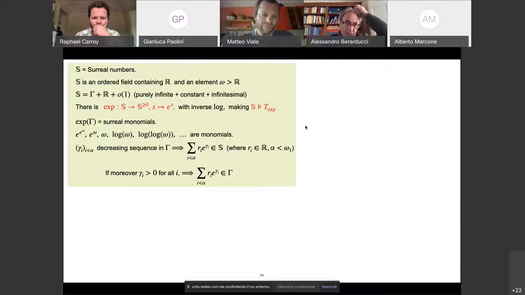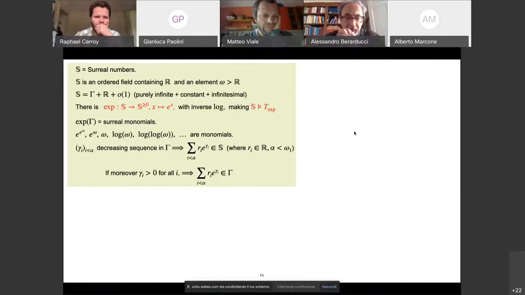So it's a complement of the finite part. But if you have an infinite element plus a finite element, it's still infinite, but it's not purely infinite. So it's a sum of infinite monomials, so to say.